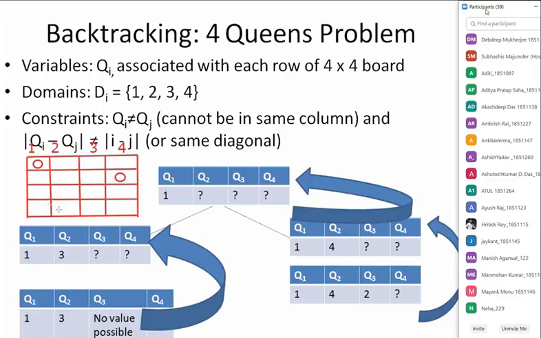Now what happens? q3 cannot be here, but q3 can be here, right? Because it is not getting cancelled. Also q3 cannot be here because of this. So if I put q3 here, now look at q4. It cannot be here because of this, here because of this, here because of this, and here because of this.